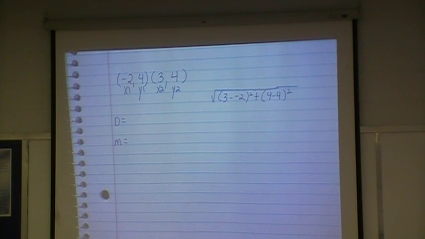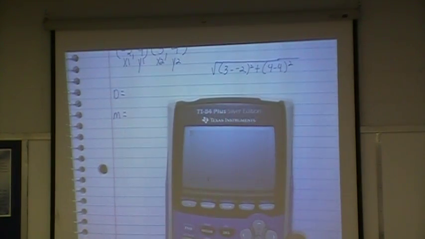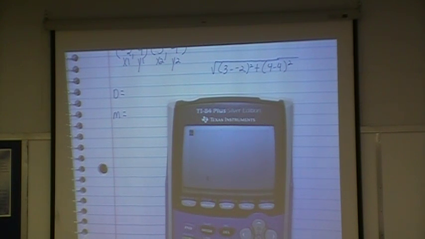Jaden, did you get the distance? What did you get for distance of this one? 9.43. Okay. Jaden, tell me what I'm going to put in my calculator. Square root. Second square root. Okay. Parentheses. Parentheses. Negative 2. Nope. What's your formula? What's the formula? x1. Nope. What's your distance formula? Go back and look at your notes, son.